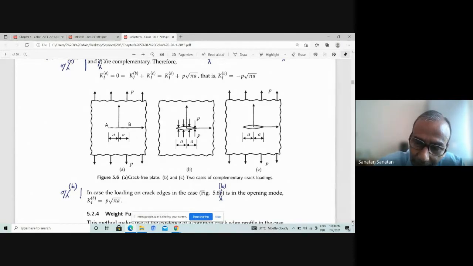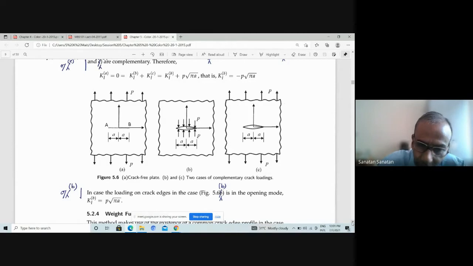So therefore the sum of the SIF of these two cases is this problem case, and this sum is 0, and the SIF for this case is nothing but minus P root pi a. So minus P root pi a plus SIF for this case, which is a remote loading with P loading, is 0, and therefore the SIF for this case is nothing but P root pi a. So that's how you try to consider a situation wherein the solution is known.